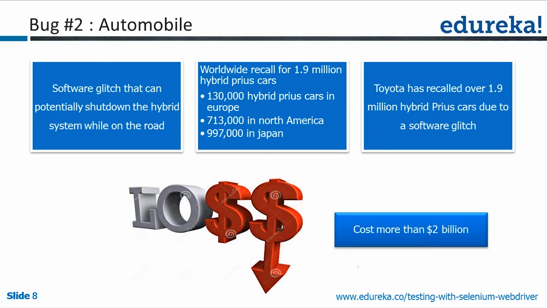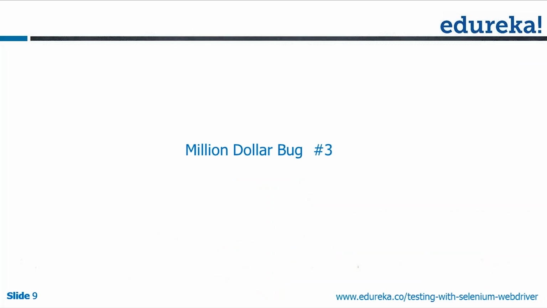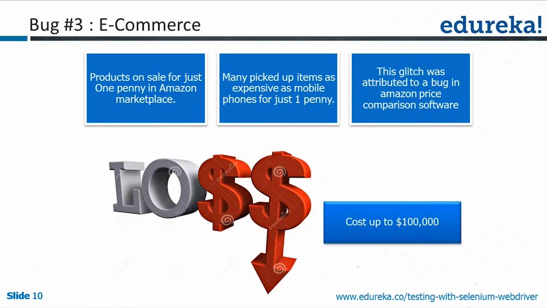Okay, let's move to the third important bug, which caused a $1 million loss, at the e-commerce company Amazon. What happened actually? Due to this bug, the price of some products was reduced from the original price to just a penny. Products were on sale for just 1 penny in the Amazon marketplace. Many customers picked expensive items such as mobile phones for just 1 penny.